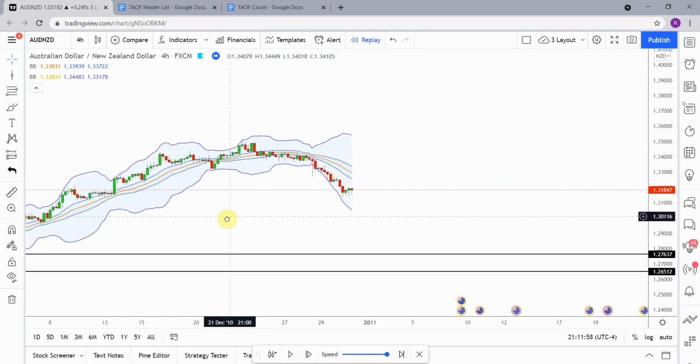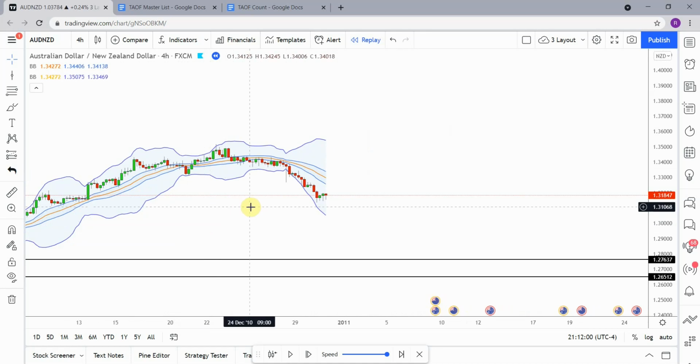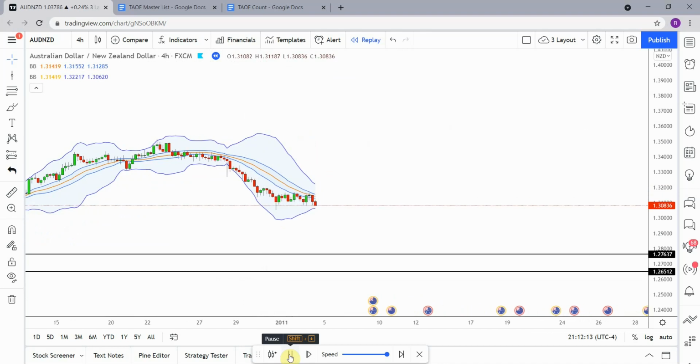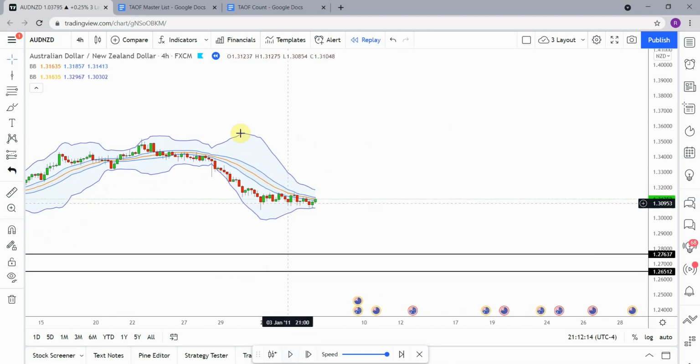Then the next thing that we are going to look for is a consolidation of price action, and then we are looking for price to break out of that consolidation zone. And so let me go ahead and play it forward a little bit here so that way we can get a good visual idea of what's going on.